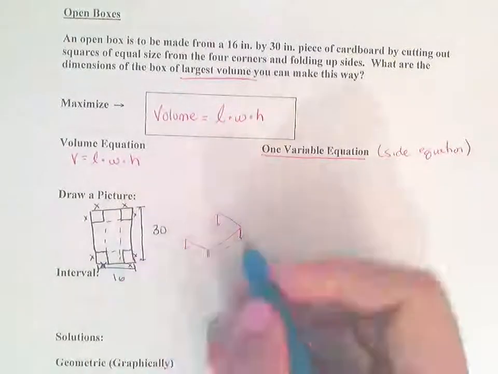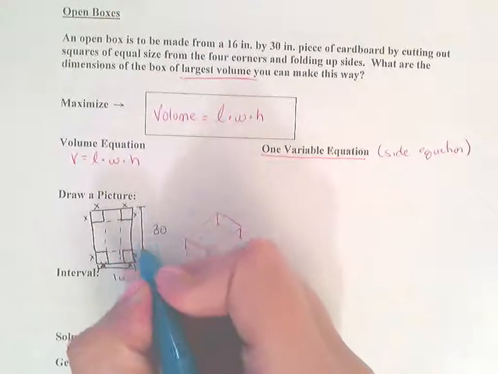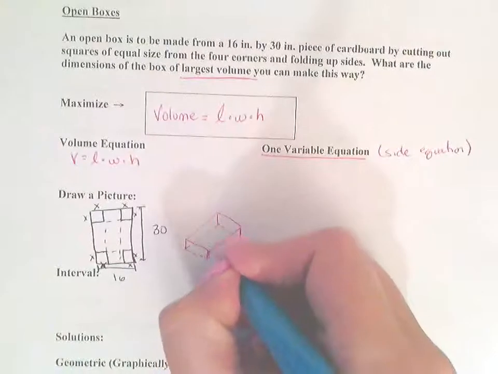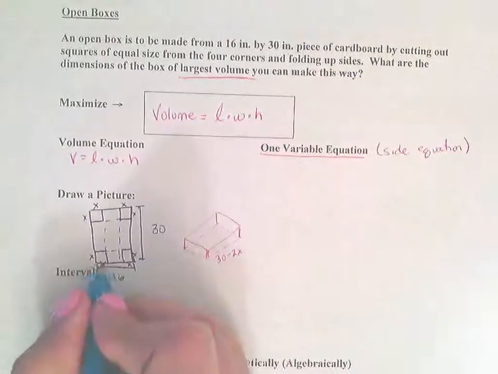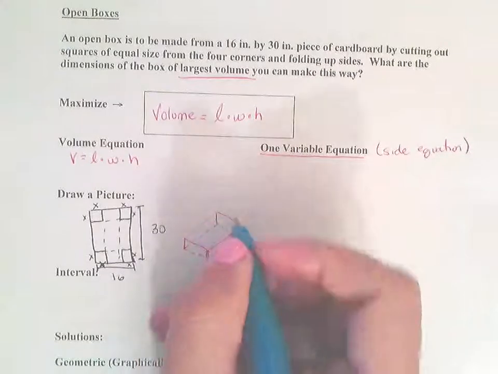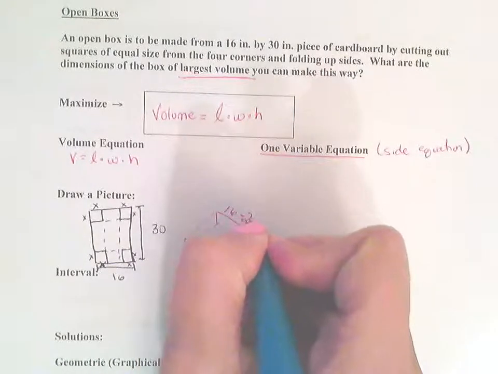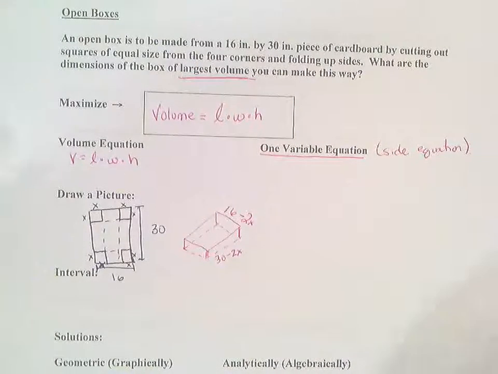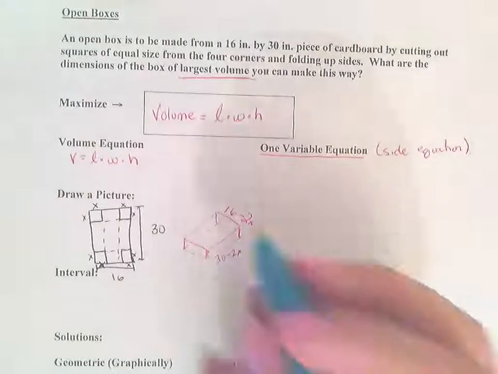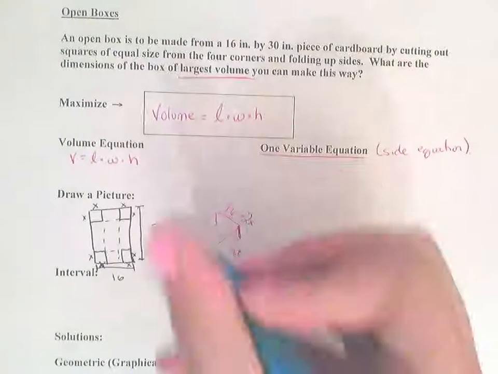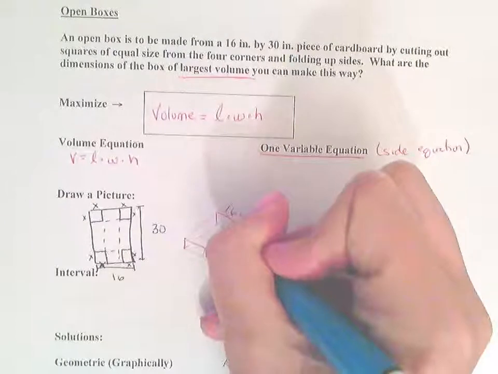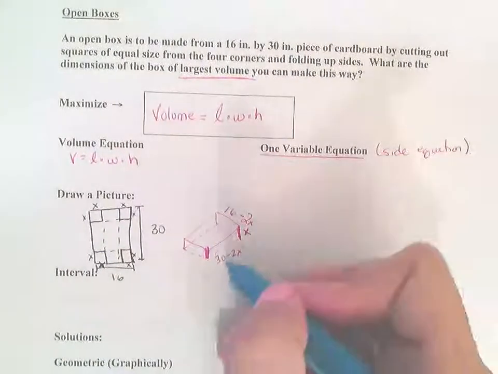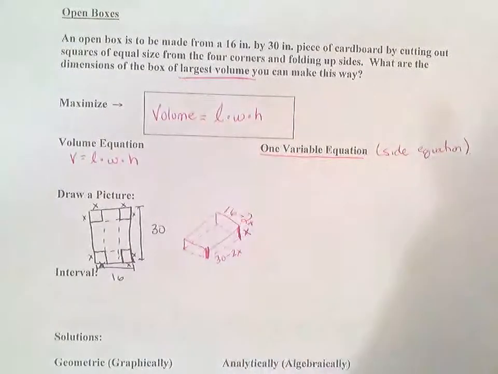So think about it like this. This long side is going to be 30, and I'm taking this part off and this part off, so it's going to be 30 minus 2x. And on this side right here, the shorter side, is going to be 16 minus 2x. Oh, and then this part right here, which is very important, how tall is this? So this part right here, it's x. So really, what do you see here? Do we have two variables?